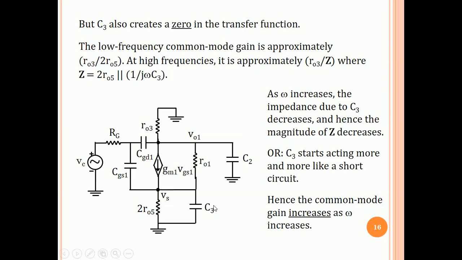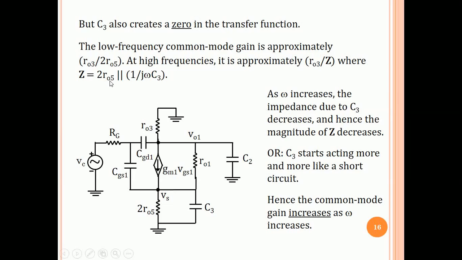So the common mode gain of this stage at high frequencies, VO1 by VC, can roughly be written as RO3 over Z, where Z is the parallel combination of 2 RO5 and 1 over j omega C3. Now what happens as frequency increases? As omega becomes larger, 1 over j omega C3 becomes smaller.